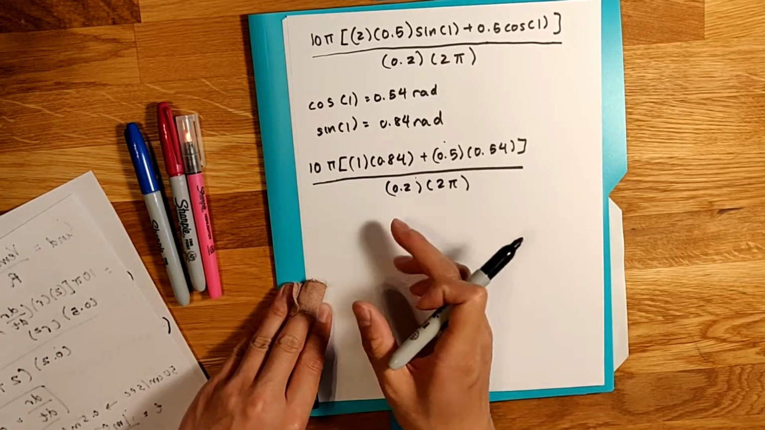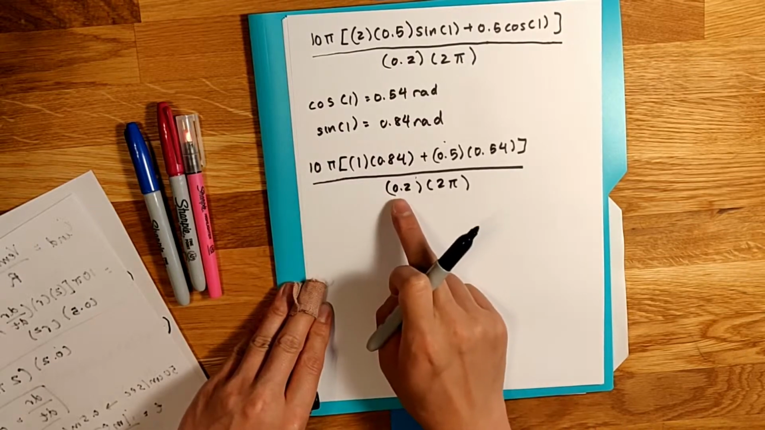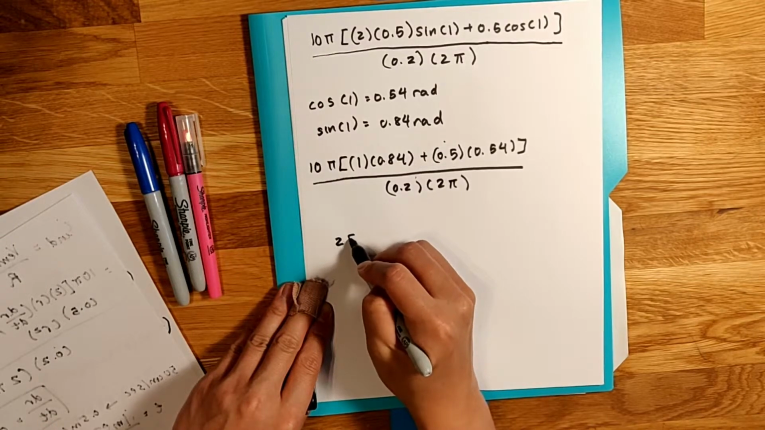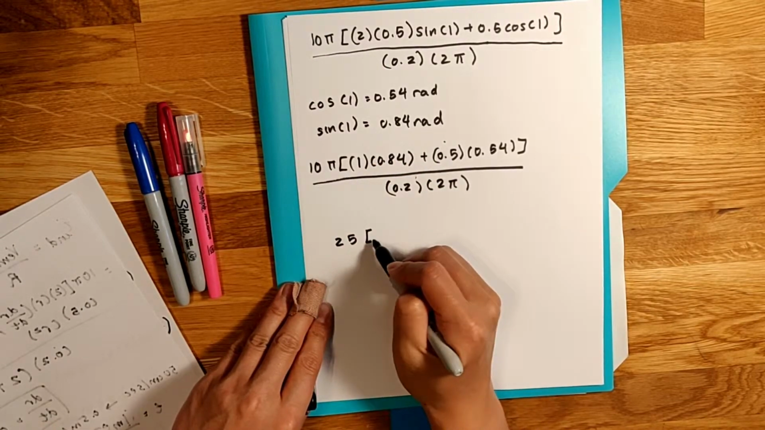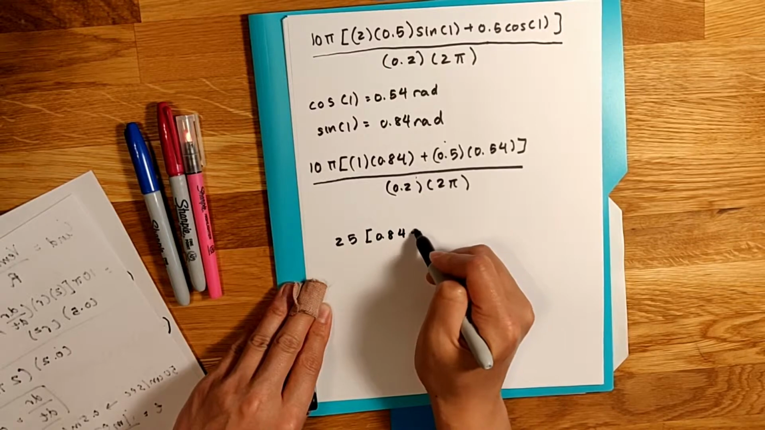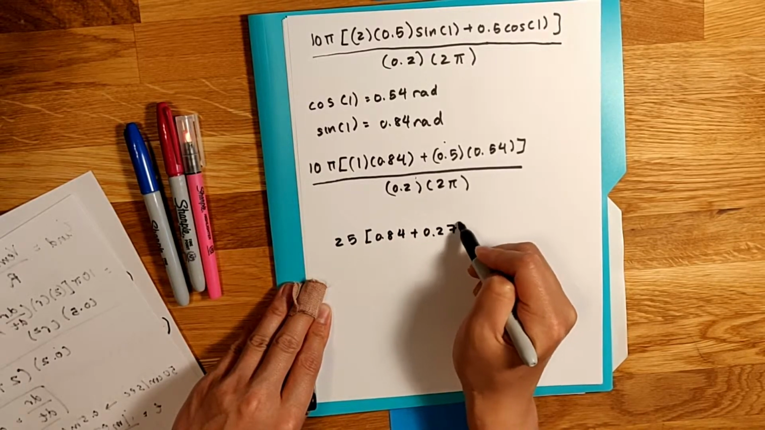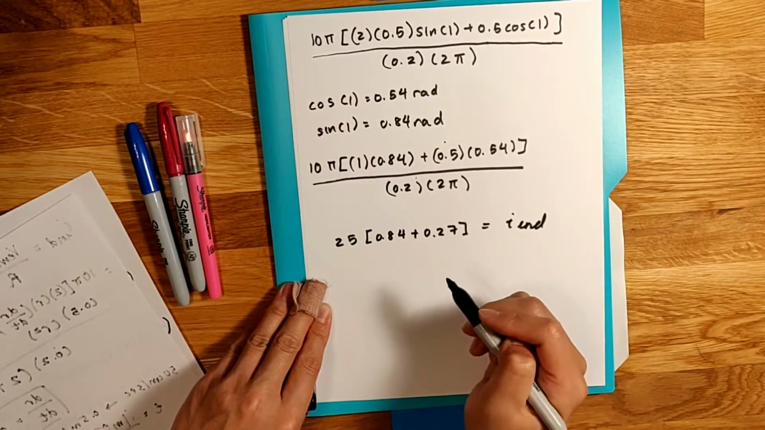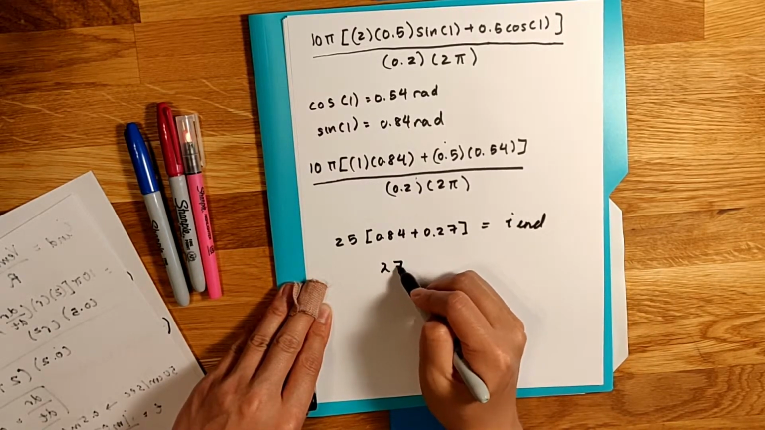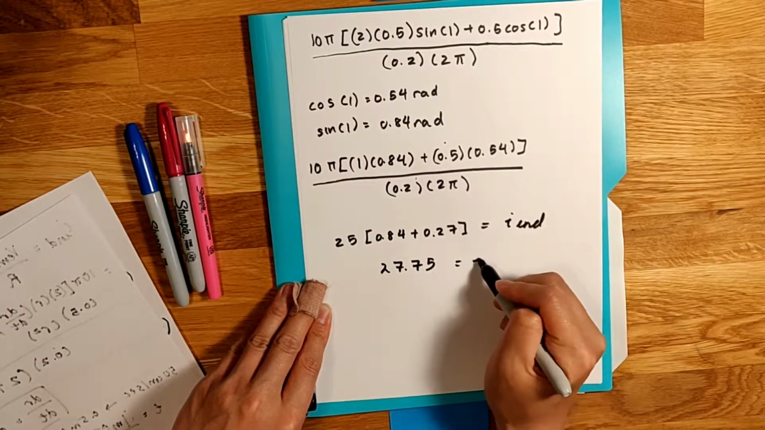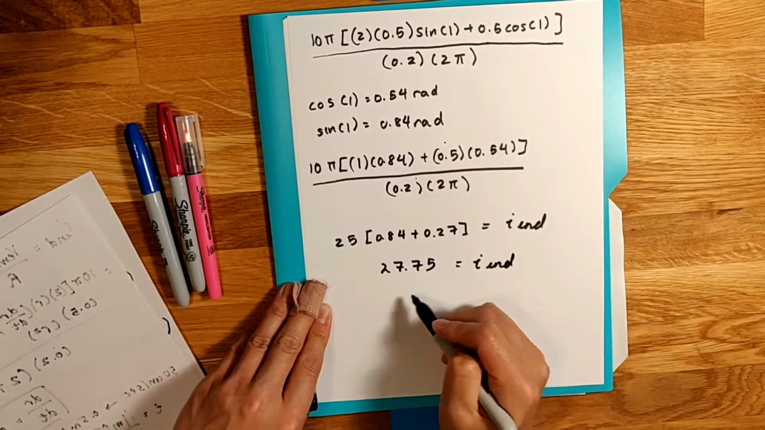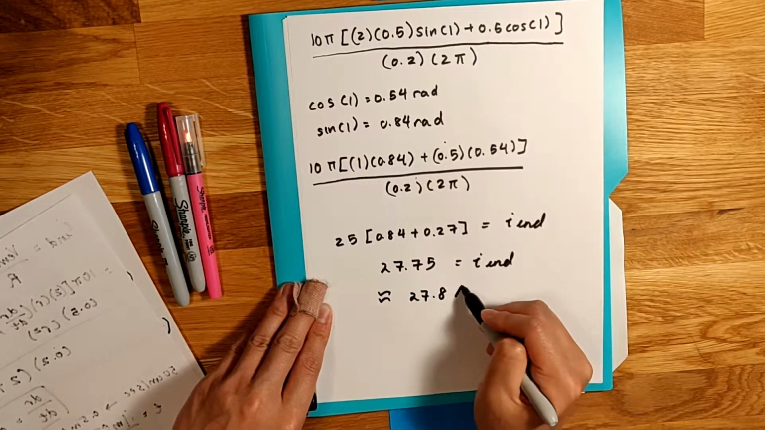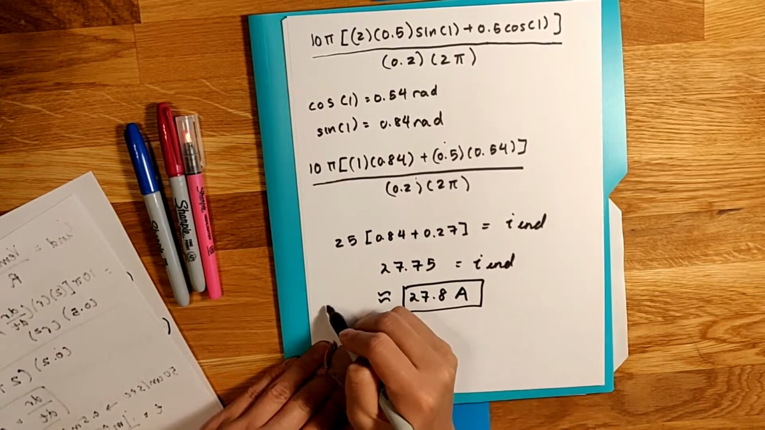Then 10 pi divided by 0.2 times 2 pi will give us 25 times whatever is inside, which is 0.84 plus 0.27. And this is I induced. And you will get a value of 27.75, which is equal to I induced. This is also equal to about 27.8 amps.